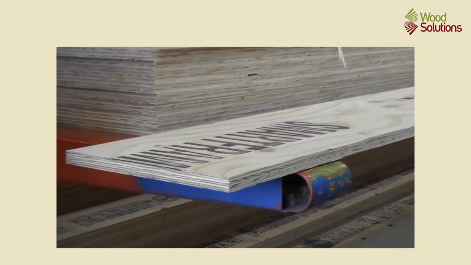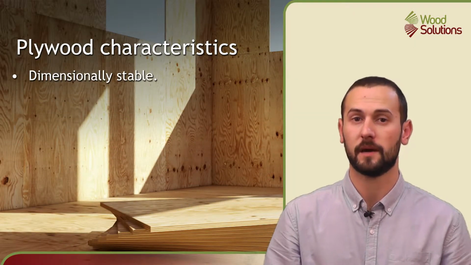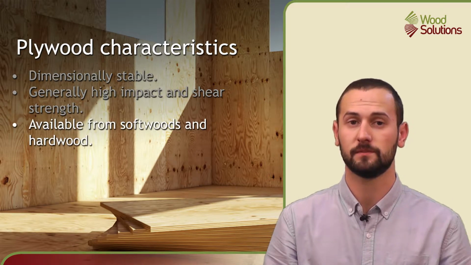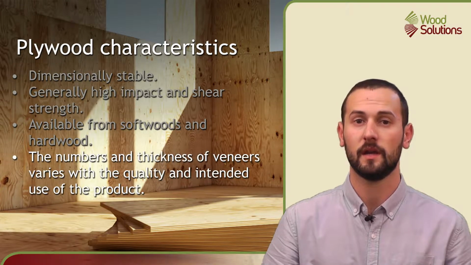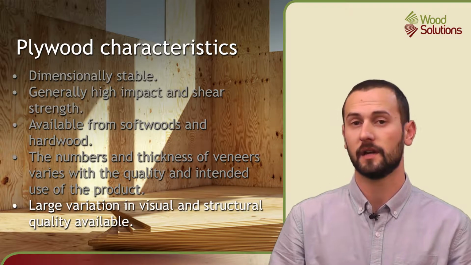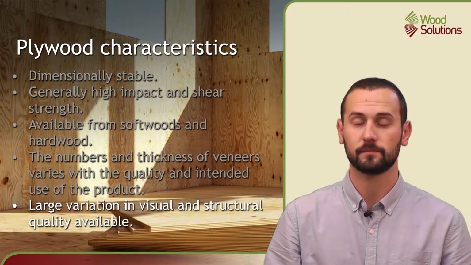Plywood has key performance characteristics. It is dimensionally stable with generally high impact and shear strength. It is available from softwoods and hardwoods. The numbers and thicknesses of veneers varies with the quality and the intended use of the product. And a large variation exists in the visual and structural quality of product available.